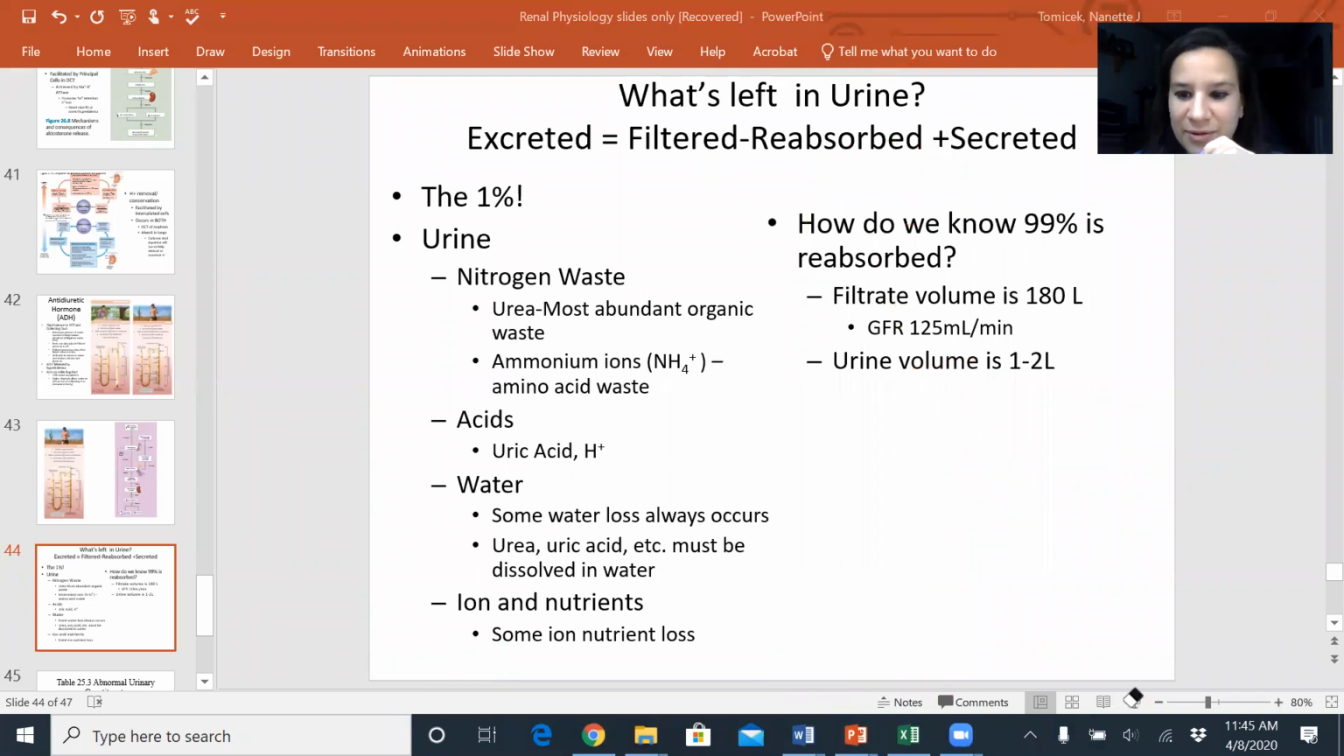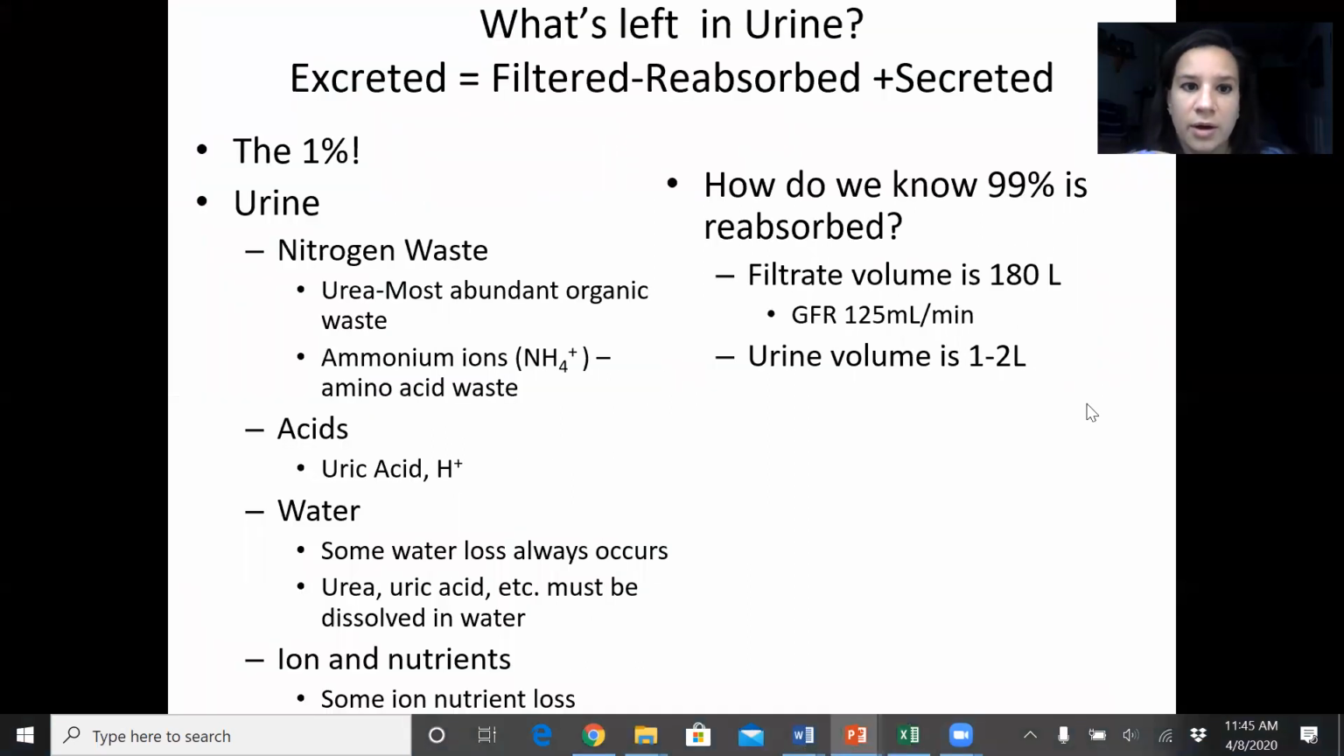Okay, so now we ask the question, what's left in the urine? What do we actually excrete? When we say excretion, once we've headed through the collecting duct and we're into the minor calyces, the major calyces, the renal pelvis, the ureter, it's urine now. So that's what we describe as what's being excreted. You excrete urine. So once we're through the collecting duct, that's it.